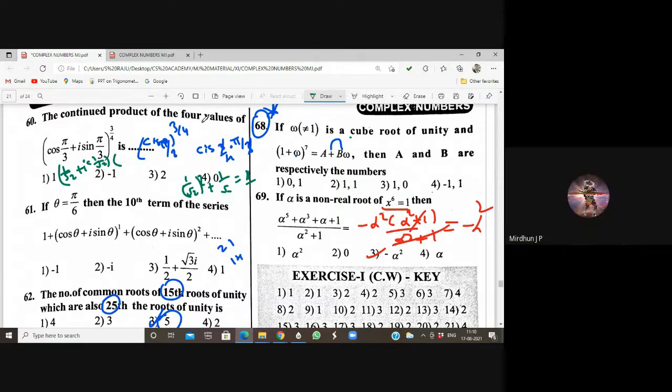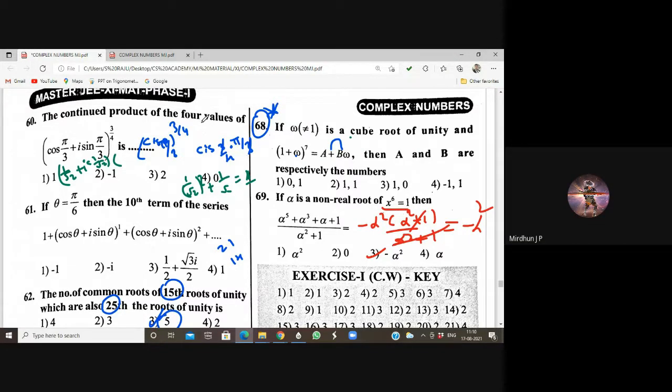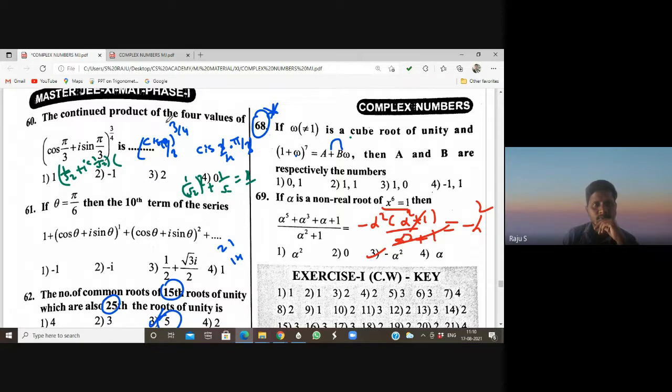Sir, but in the third quadrant, both will be negative, no, sir? Both will be negative. We can take it completely outside. Okay, this I can explain to you very clearly. So nothing to worry about that.